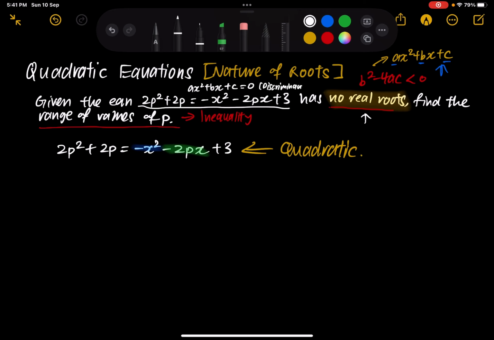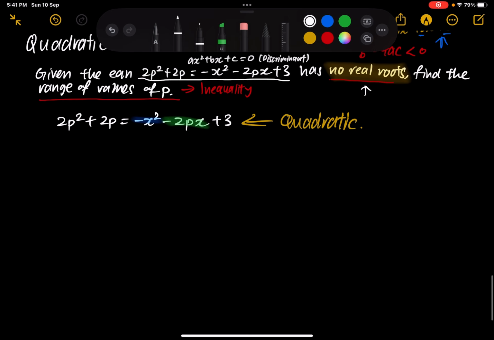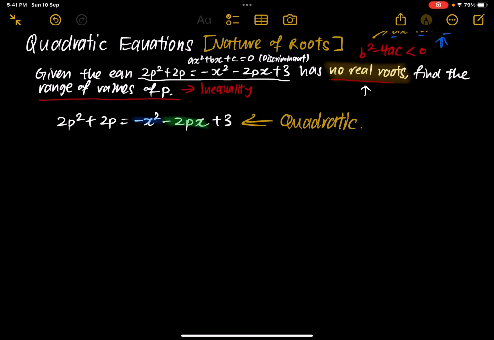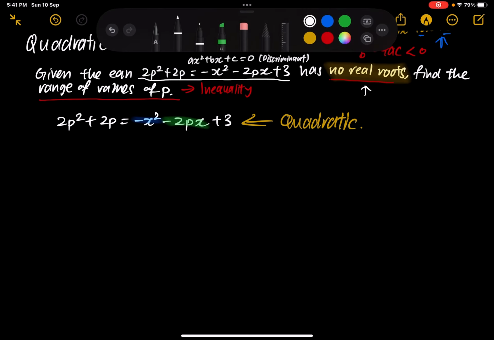Now I want to find the range of values of p, meaning I need to know my inequality. So I need to rearrange the terms to make it ax squared plus bx plus c. So we bring your x squared over, plus 2px. Then whatever nonsense, you just bring it over and equate it to 0, because it's in the form ax squared plus bx plus c, right?